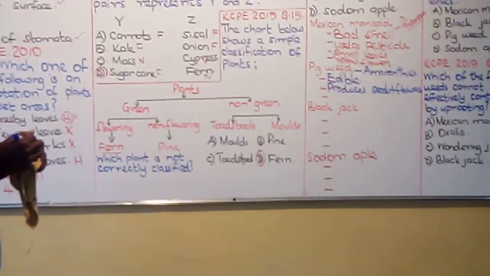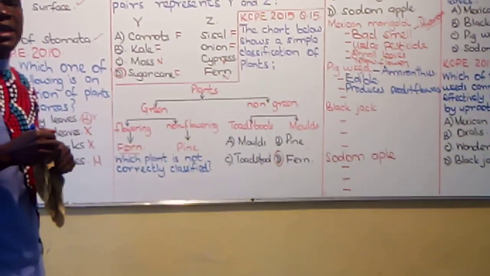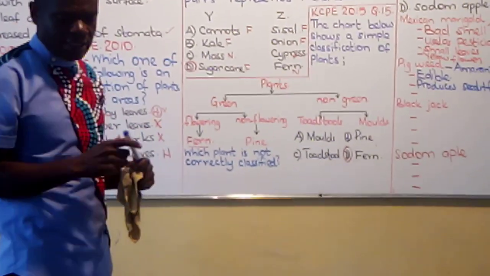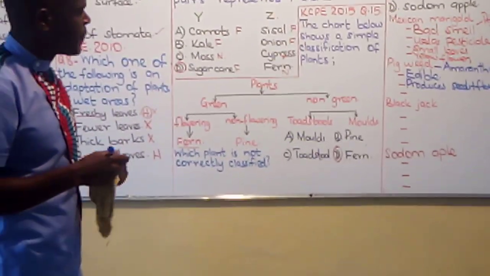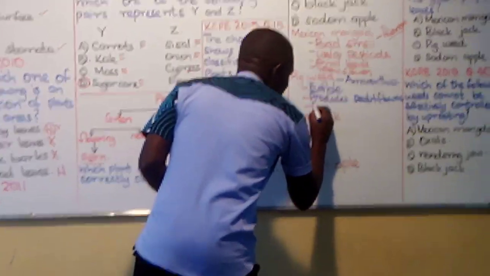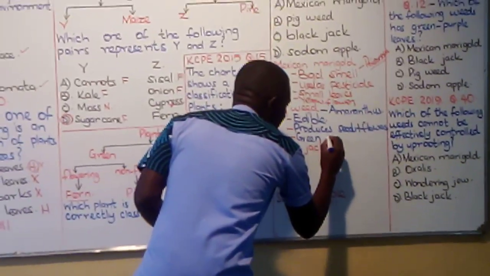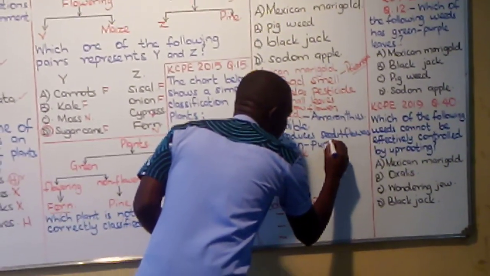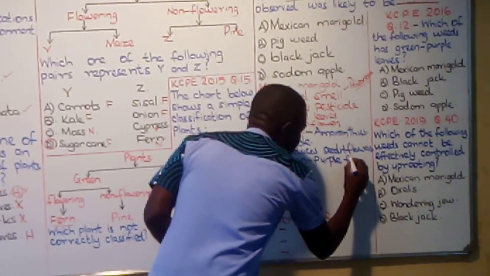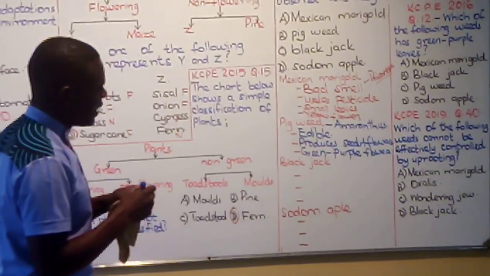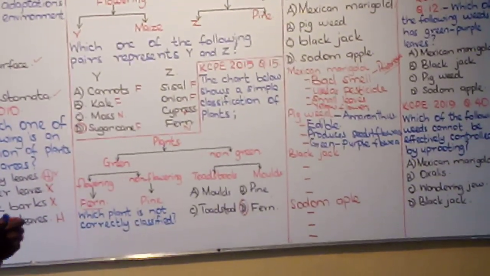It grows to a height of between 60 and 90 centimeters. It has green and purple flowers and leaves. That's pigweed, the amaranthus.